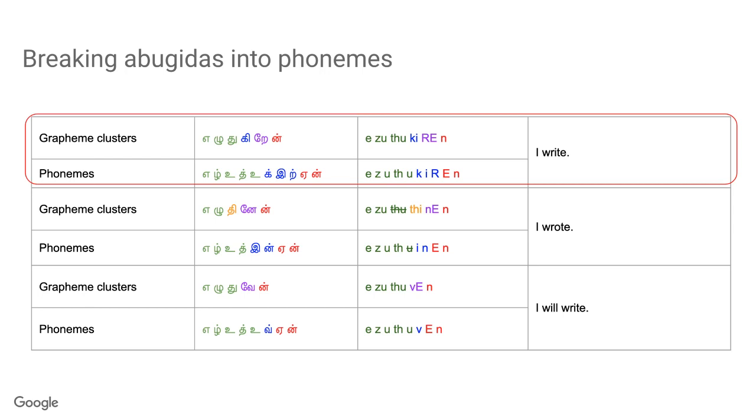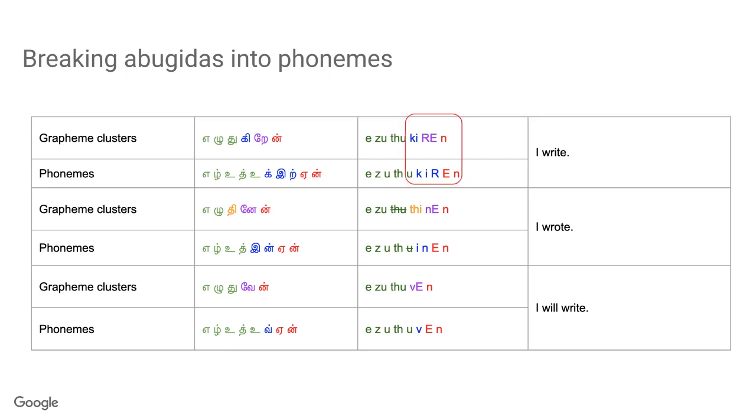So let's take a look at the present tense conjugation of to write. So we have the sentence I write, and here we have the verb root, and to it we're adding the tense suffix, which is in blue, and we have the subject agreement, person, number, gender suffix, which is in red. So the phonemes provide the right granularity to represent that information. Whereas if you look at the grapheme clusters, there's an overlap in that information, which is indicated in purple.